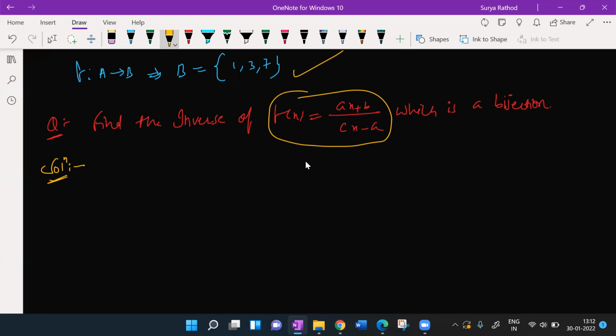How do you find out when it is a bijection? See, f of x can be written as y, right? y is equal to f of x, ax plus b by cx minus a. So y into cx minus a is equal to ax plus b. So if you simplify this, c times xy minus a times y is equal to ax plus b, right?